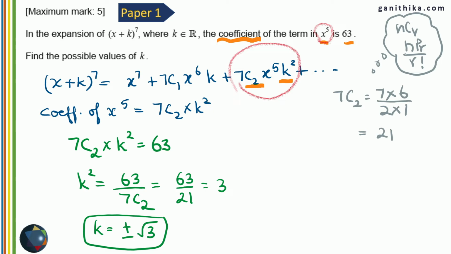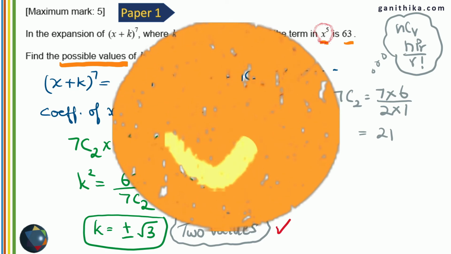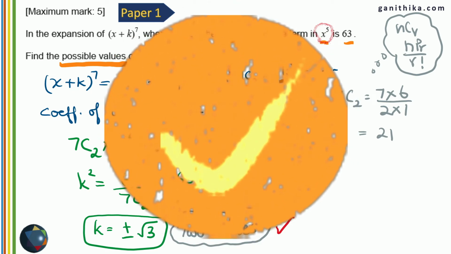Which one should you give? Plus square root of 3 or minus square root of 3? Let's go back to the question. The question is asking to find the possible values of k, which means you should have more than one value for k, which means you have 2 values here, which is the appropriate answer for you. So plus or minus square root of 3, both the answers are correct.